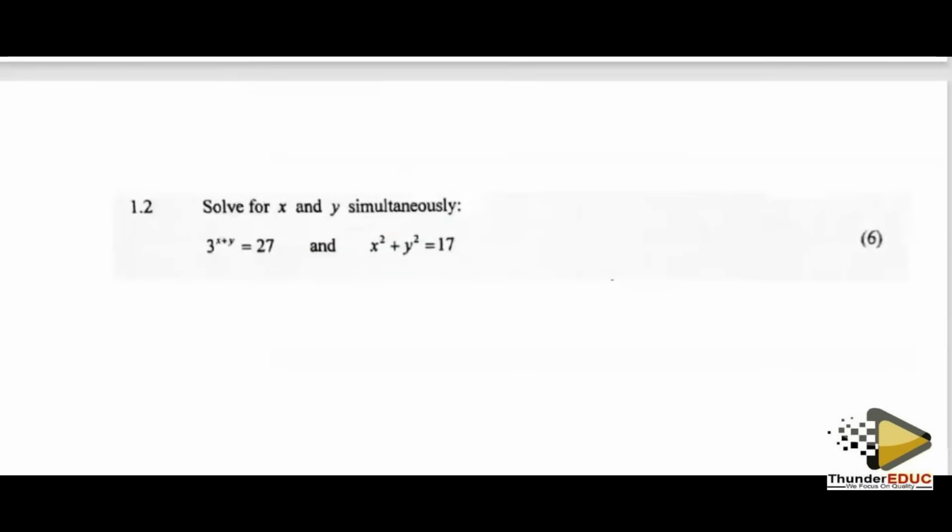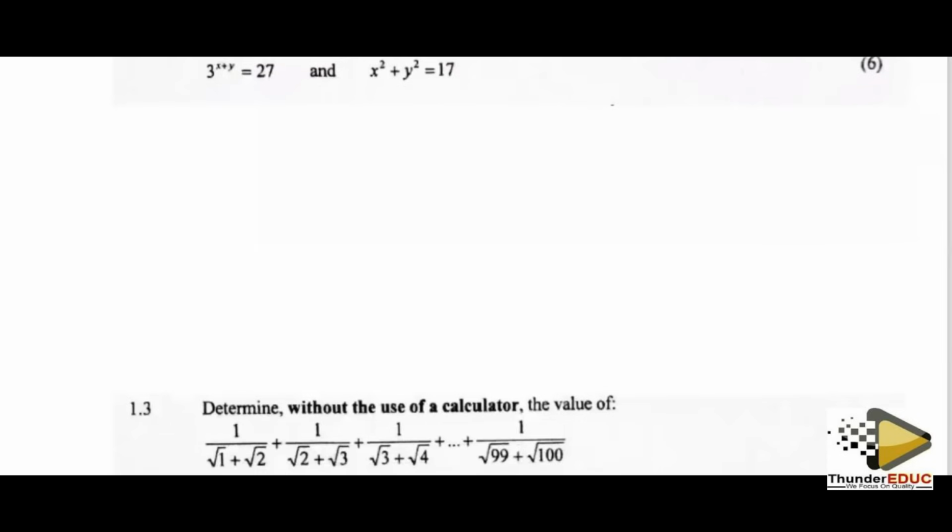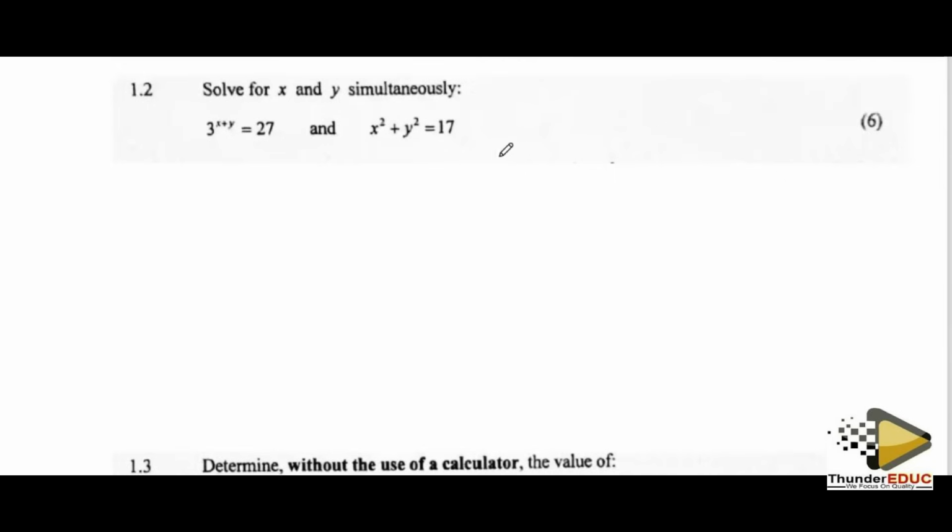Then 1.2. We need to solve for x and y simultaneously. So in this case, we always have a linear equation and then a quadratic one. So we have 3 to the x plus y is equal to 27, and then x squared plus y squared. I'm going to call this equation number 1, and then I'll call this my equation number 2.